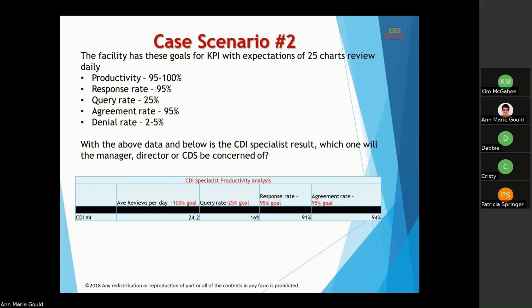Okay. Case number 2. We have the same expectations, and this is the result below. CDI number 4 had 24.2 reviews per day, and then the query rate was 16%, response rate is 91%, and the agreement rate is 94%. So which one would be a concern for the director or the manager?